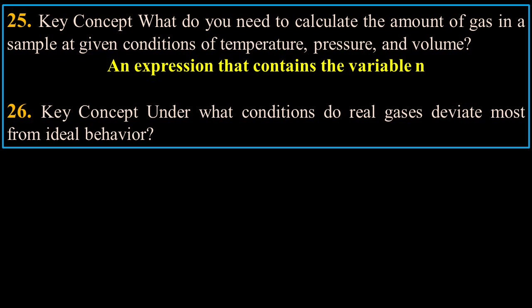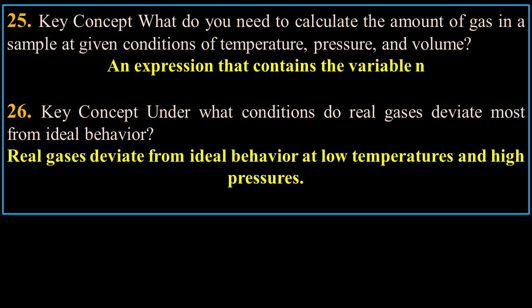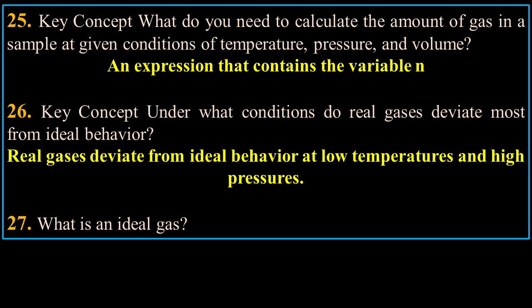26. Under what conditions do real gases deviate most from ideal behavior? Well, first of all, there's no such thing as a perfectly elastic collision. They're going to give up heat. Real gases deviate from ideal behavior at low temperatures and high pressures. That's also very true. The ideal gas law works best, not perfectly, but best within normal conditions, within 200 or 300 degrees of room temperature. But anything in terms of extremes, and it starts to fall apart.